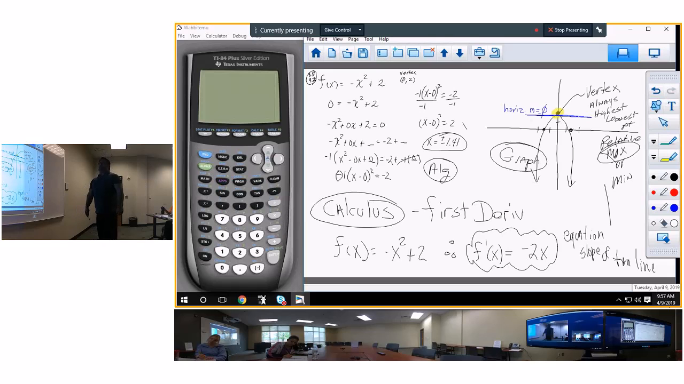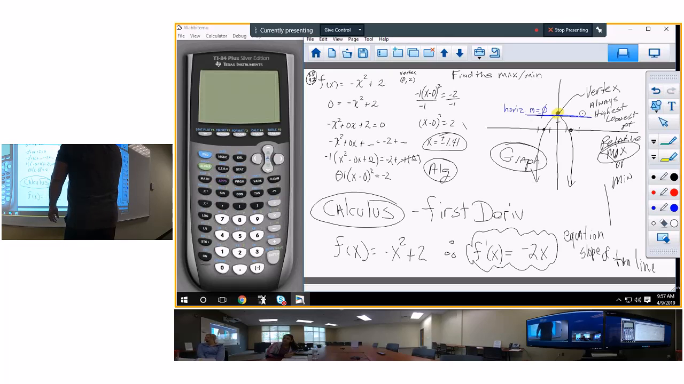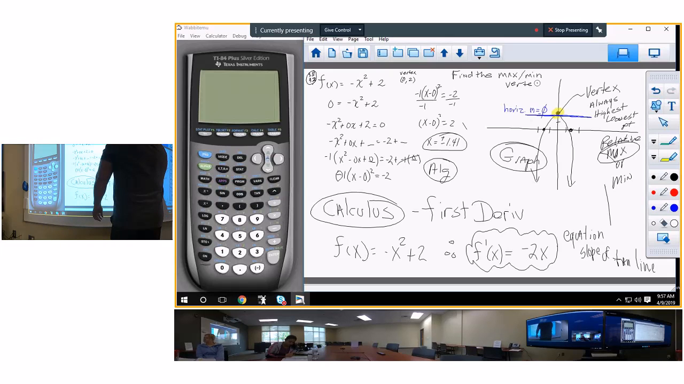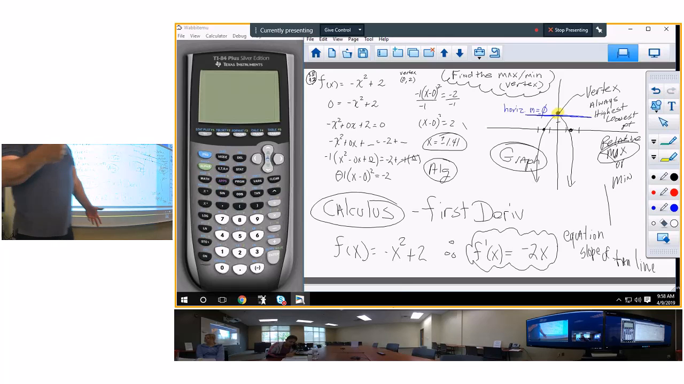Now, one of the reasons I picked such a simple question algebraically is to go over a review, but also so you can understand where I get the next part of this. Okay? What is our main objective in 4.2? Our main objective is to find the max or min, or in this case, the vertex. That's your objective in a good part of 4.2 and 4.3.